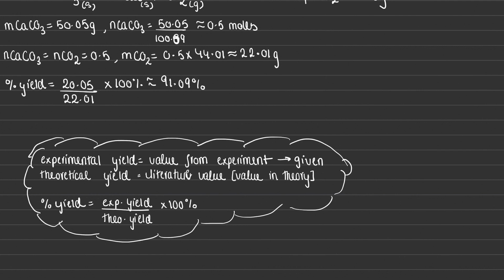91.09%. So yeah, as we said before, the percentage yield can never be greater than 100%, and it can never be exactly 100% because our experiment can never be perfect. So that's how you find the percentage yield for a reaction.